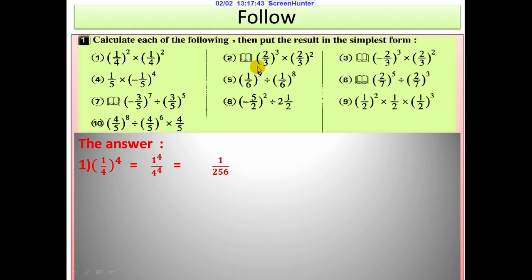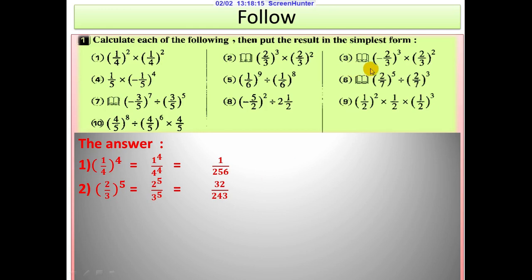Number 2 here, he gave me (2/3) raised to power 3 multiplied by (2/3) raised to power 2. By doing the previous steps, keep 2/3 as it is and add their powers because we multiply two like bases, to be here number 2, (2/3) raised to power 5, and distribute this power up and down to be here 2 raised to power 5 over 3 raised to power 5, equal to 32 over 243.